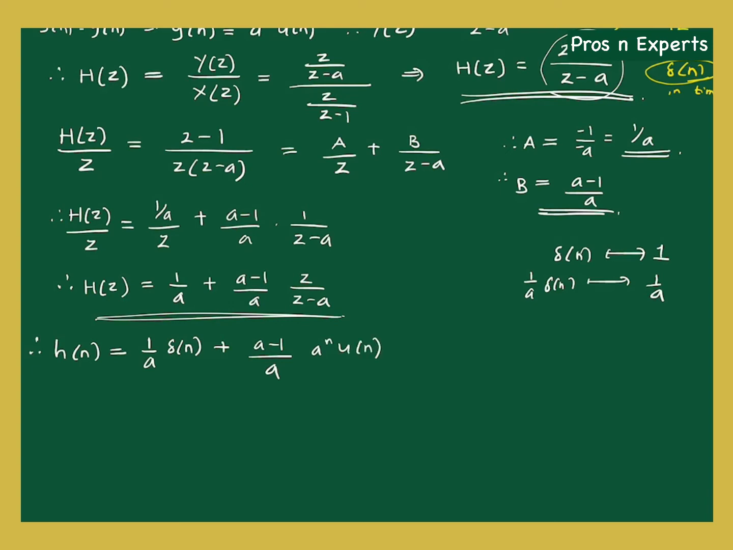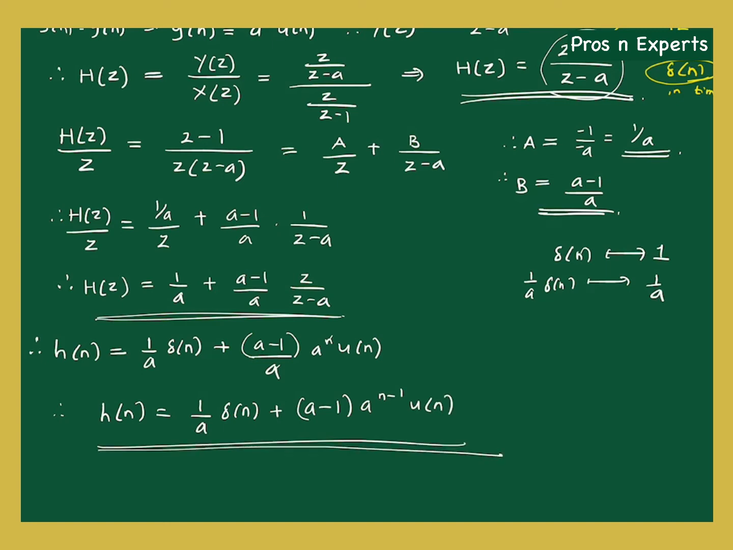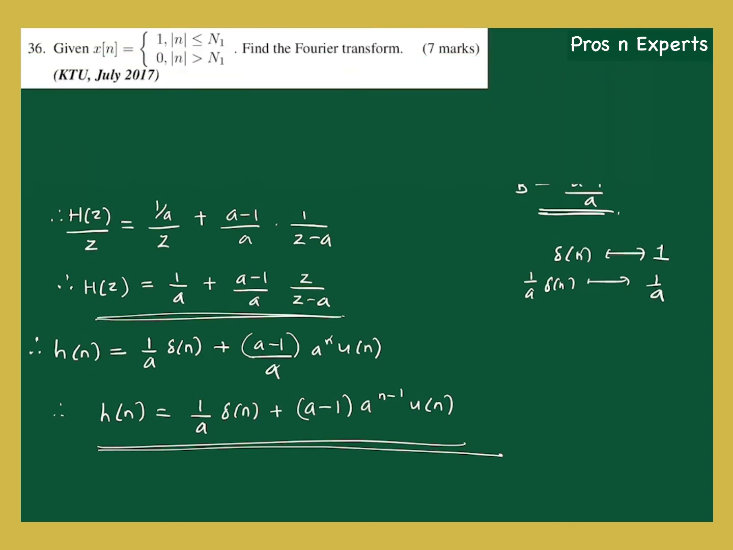Now a raised to n is here, a raised to a is here, so we can write it as a raised to (n minus 1) into (a minus 1). Therefore, finally, h of n will be equal to 1 by a times impulse plus (a minus 1) into a raised to (n minus 1) into u of n. So this is the final answer, and as I have told earlier, we can see an impulse signal in the output response because the transfer function is an improper transfer function. So that concludes the answer.